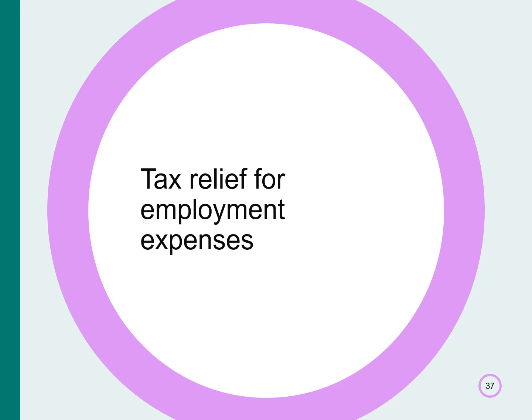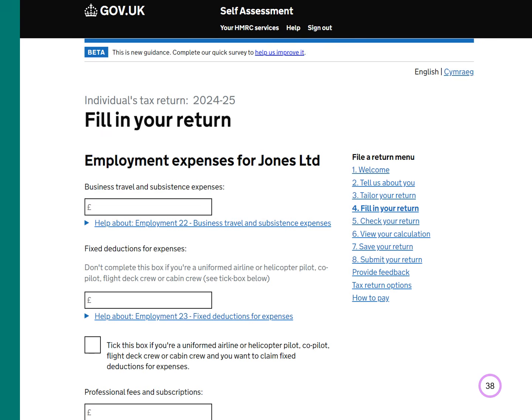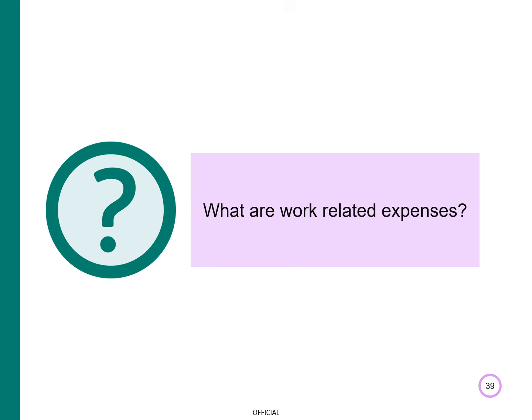We'll now look at claiming tax relief on work-related expenses on your tax return. So this page is for any employment or work-related expenses you're claiming tax relief on. If the expenses were included in your PAYE tax code for the year, you still need to tell us about them on this page. Before we look at filling in the employment expenses page, I'll just give you an overview of what we mean by work-related expenses.